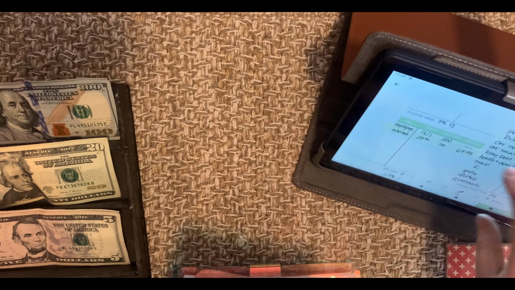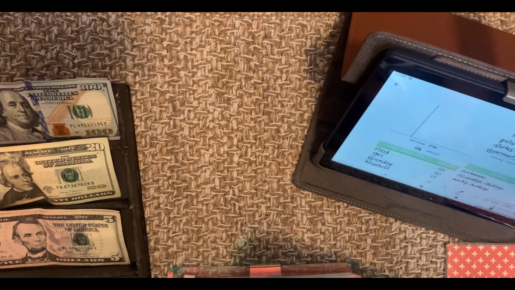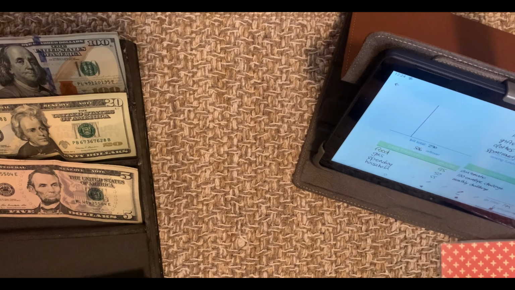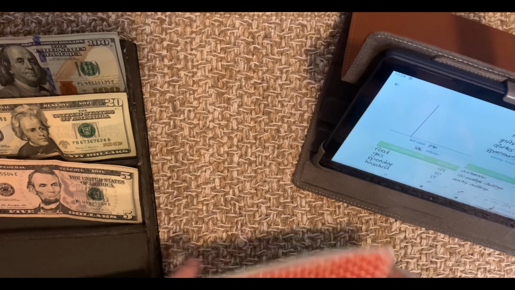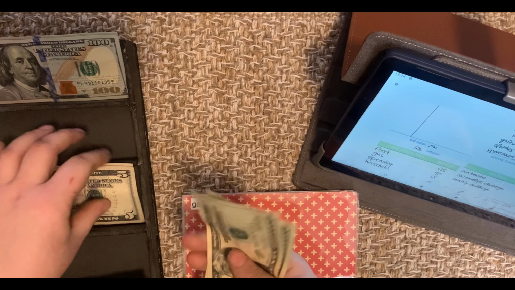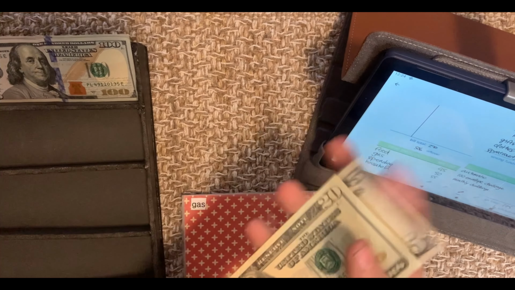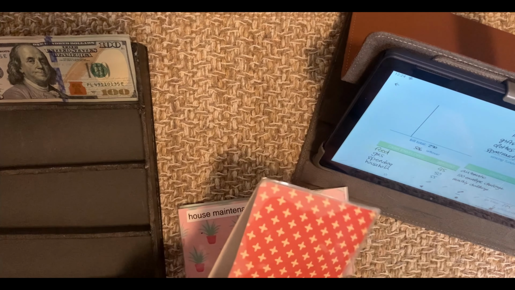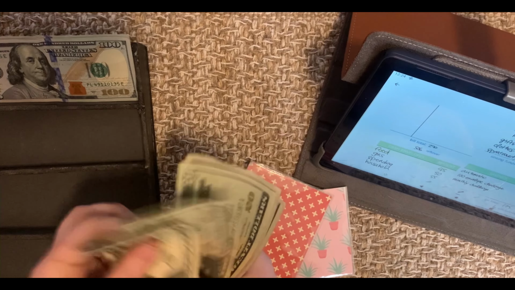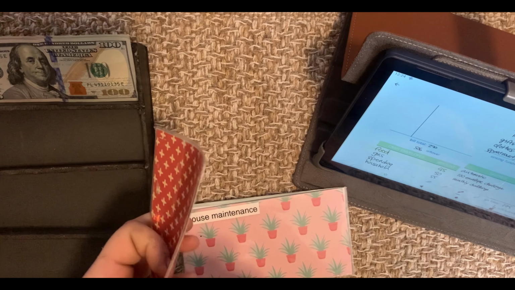Okay. Gas is going to be getting $50. Ooh, y'all, I'm all over the place. So gas is going to be getting $50, $20, $40, $45, and $50. Gas now has $20, $40, $65, $75 in it.